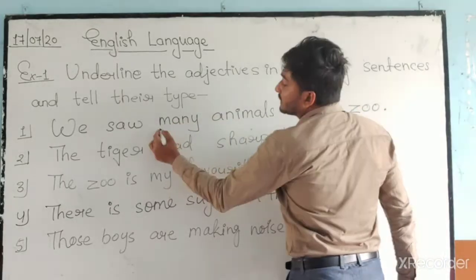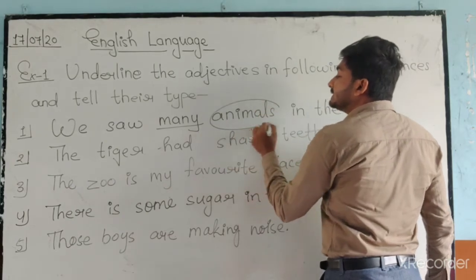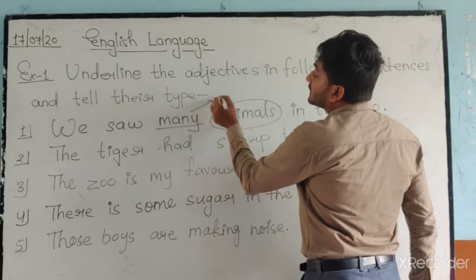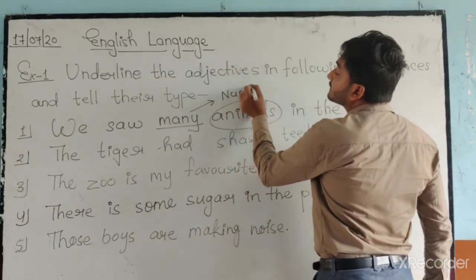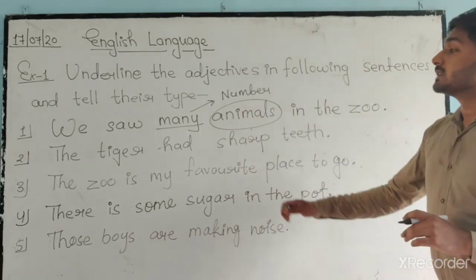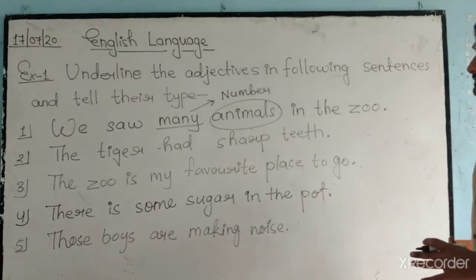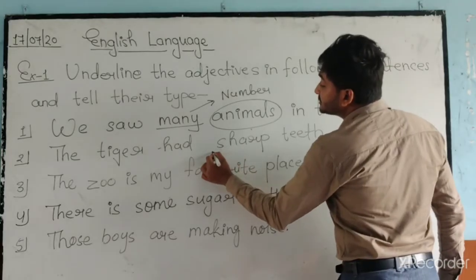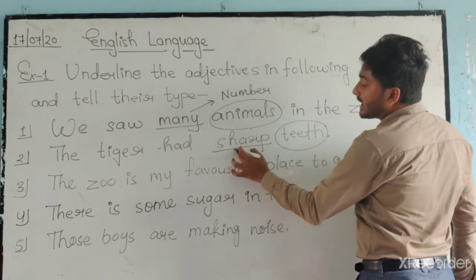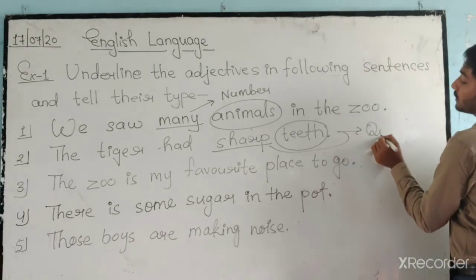So, in number 1, we saw many animals in the zoo. What is the adjective? Many. Many is an adjective which is describing the word animals, the noun. And here many is an adjective of number. Why? Because we can count animals. How many animals are there? Number 2 is, the tiger had sharp teeth. What kind of teeth? Sharp teeth. That means for teeth we have used sharp as an adjective. And sharp is an adjective of quality.